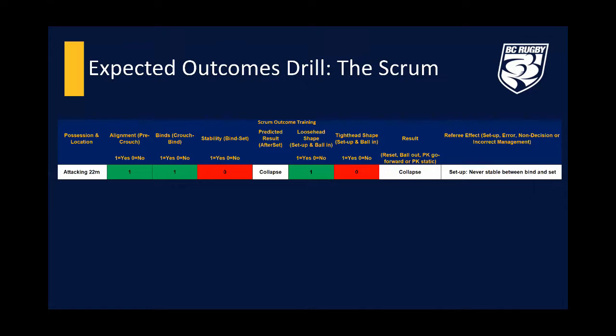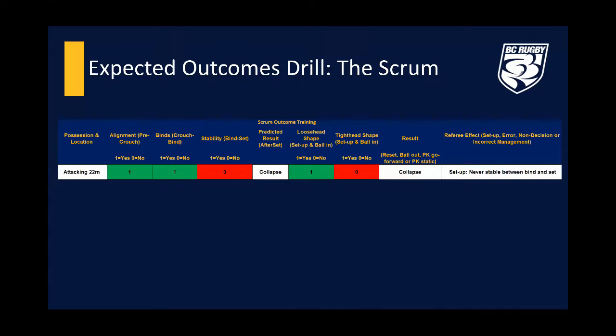So if I've noted here that the stability between bind and set was a no, meaning there was movement and instability before the set call, I would input my predicted result. And of course, having done this a few times and seeing a few of my own refereeing performances, I have indicated the predicted result is going to be a collapse. You can indicate whatever you like in that column.